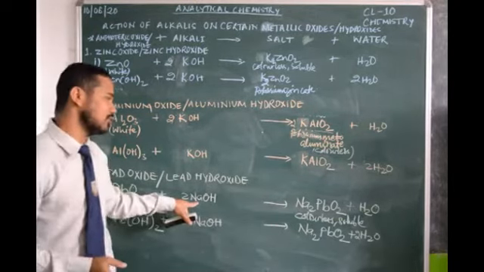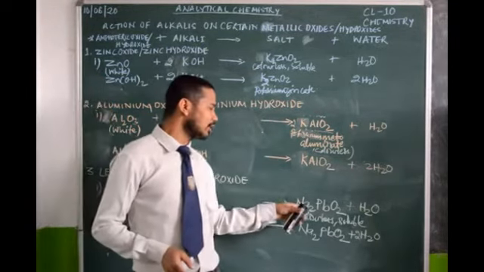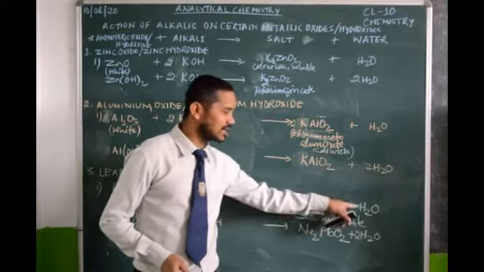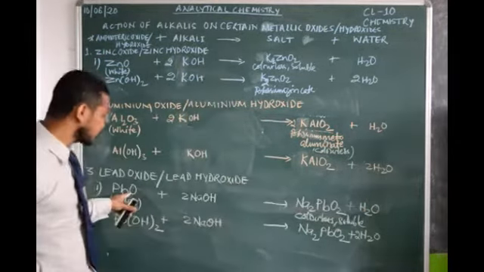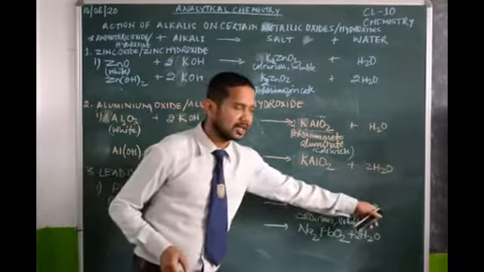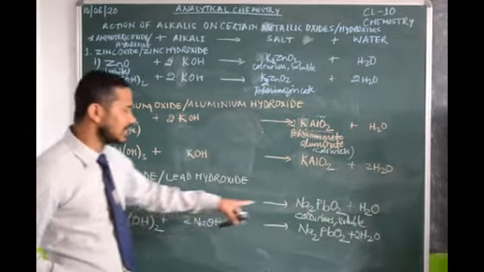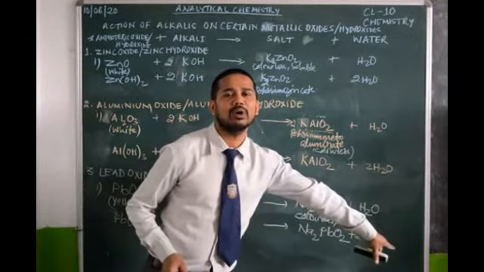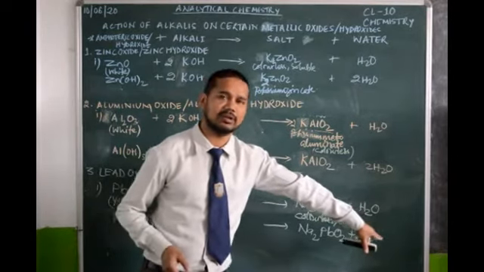Then with lead oxide also, same thing. Lead plus sodium hydroxide gives sodium plumbite plus hydrogen gas. If it is oxide, then 1 water molecule. If it is hydroxide, then 2 molecules of water. Same thing. It will be easy for you to learn.